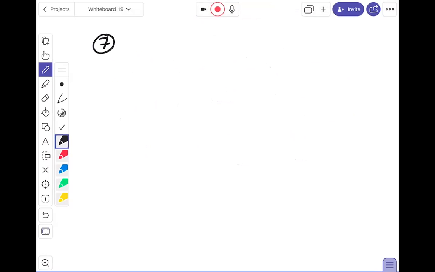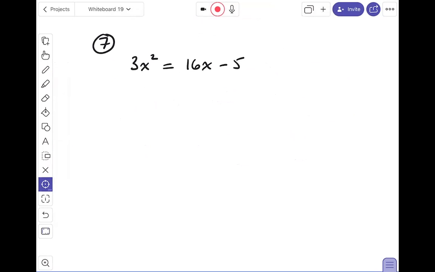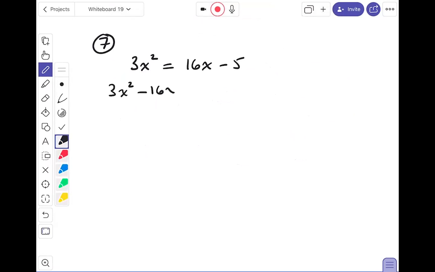And what's number 7? Solve for x. And that's going to be 16x minus 5. And again, what I want to encourage you here is a positive coefficient on the square term. How do I do that? Subtract 16x from both sides and add 5. I have my 0. Now I need a product.